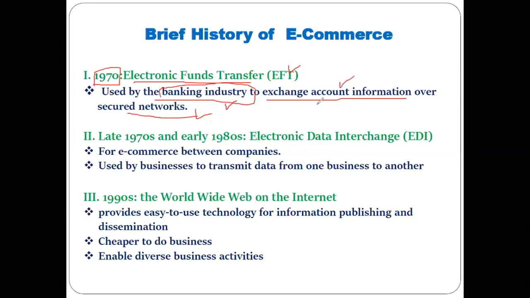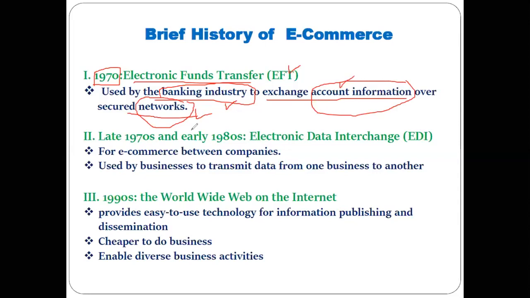information related with the account, not for selling any product or purchasing any product or for doing money transactions, etc. The start was for what purpose? To just exchange what? Account information. And that is over what? The network. Understood. Small network.